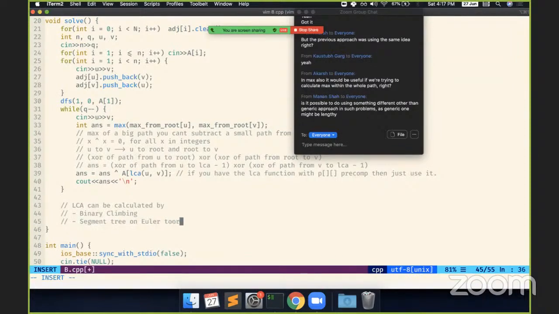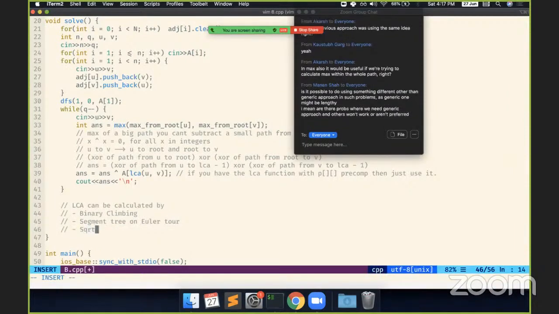I'm not sure if you know this. Euler tour is basically a technique to represent a tree as an array, and then you run a segment tree on it. It's slightly complicated. I can maybe share some links. Then there is also a square root technique.